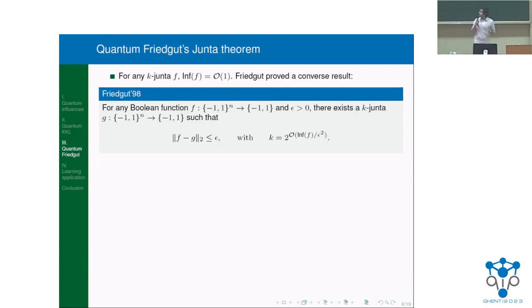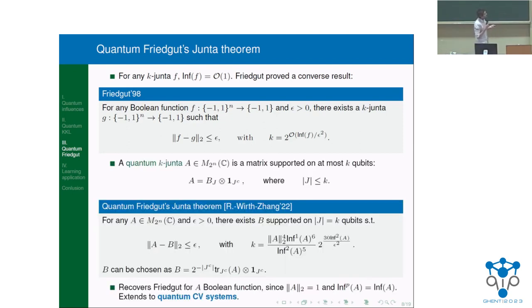Okay, so let me move to the second main result of our paper, which is an extension of the Friedgut junta theorem. I'll remind you of the classical result. Given a Boolean function f and some approximation parameter epsilon, there will exist a k-junta, a function that only depends on k of its variables, such that f is epsilon close to g in L2 norm, as long as you take k to depend exponentially on the influence of the initial function f divided by the approximation parameter squared.